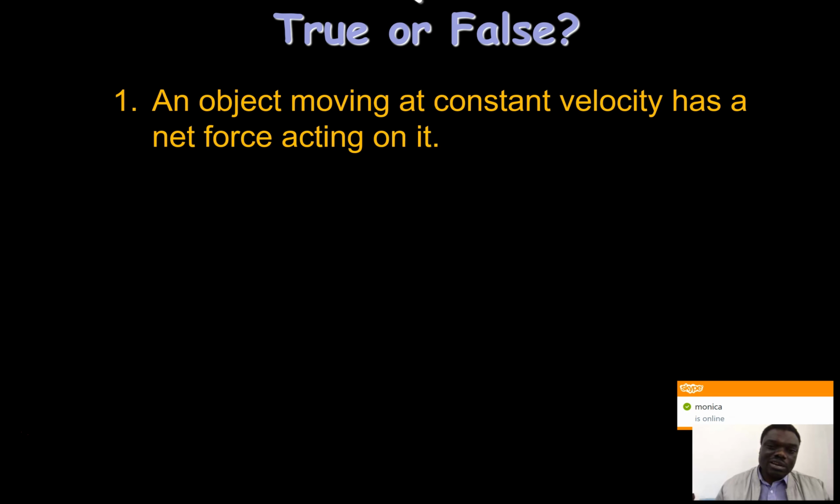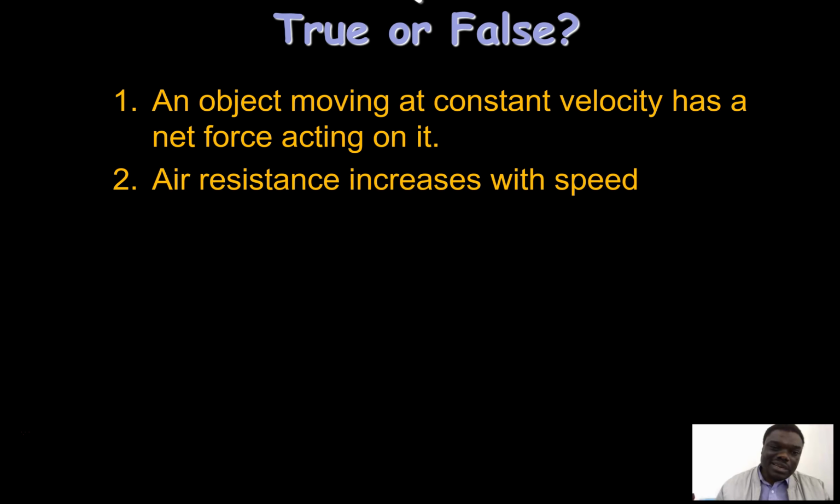First question: an object moving at constant velocity has a net force acting on it, true or false? The correct answer is false. There's no net force acting on it because the velocity is constant. Second, air resistance increases with speed, true or false? Of course, true. Air resistance increases with speed.